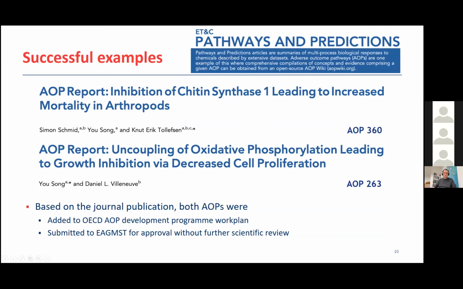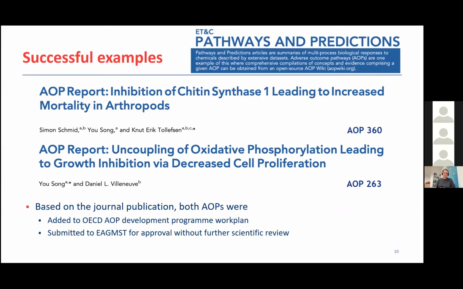So I just wanted to mention two successful examples in ETNC. These are two AOP reports that have been published. The first one is on AOP 360, inhibition of chitin synthase 1 leading to increased mortality in arthropods, from the group of Knut Erik Tollefsen at NIVA in Norway. The second AOP report is from the same institute, also at NIVA, on uncoupling of oxidative phosphorylation leading to growth inhibition via decreased cell proliferation, AOP 263.